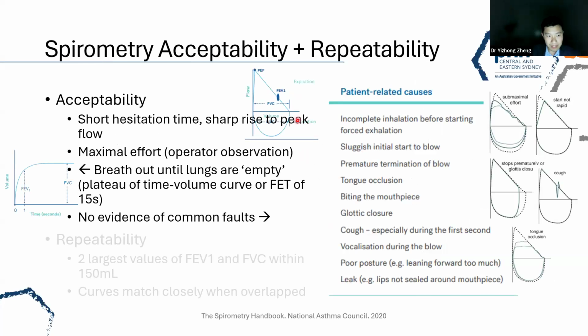So to summarize, acceptability: they need a short hesitation time, a sharp rise to peak, as you can see in this flow volume curve, and have maximal effort based on operator observation. They need to breathe out until their lungs are empty, so plateauing off the time volume curve, or at least having a forced expiratory time of close to 15 seconds. And then no evidence of common faults. These are the common faults. Again, this is from the National Asthma Council, and you can have a look at the examples later.